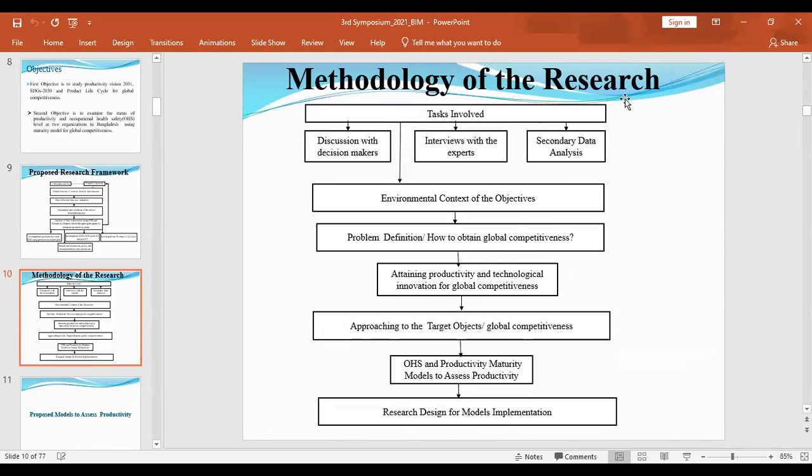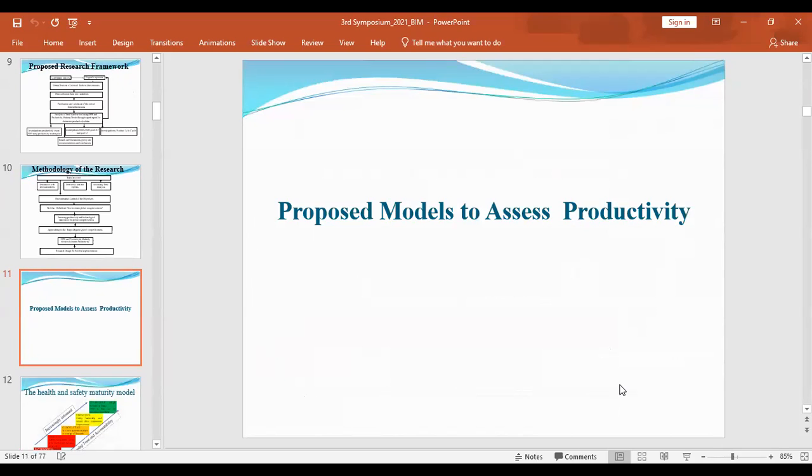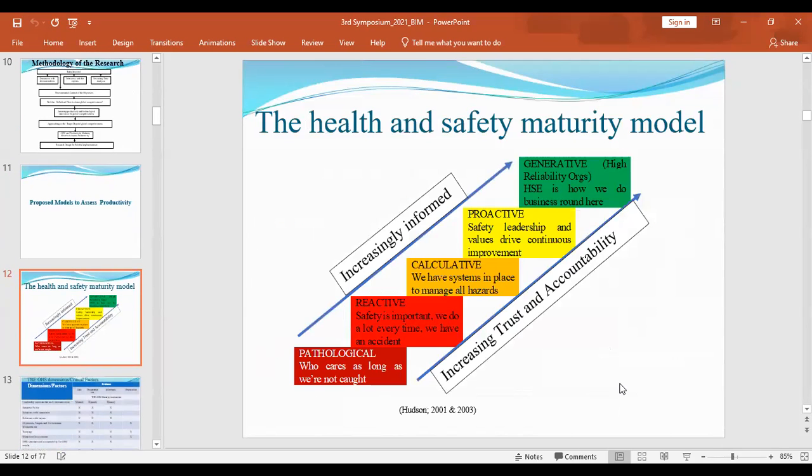This is another methodology of the research, showing the linkage at a glance. This is the occupational productivity maturity model to assess productivity, research design, and model implementation. This is the proposed model to assess productivity. This is the health safety maturity model, the renowned Hudson model. The initial stage is pathological, then reactive, then calculative, then proactive, then generative. This shows increasingly informed, increasing trust and accountability. This is the renowned model.